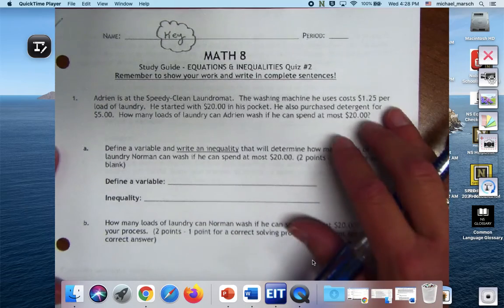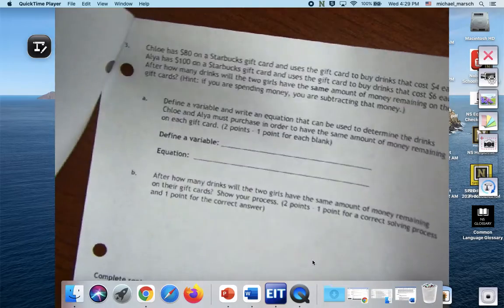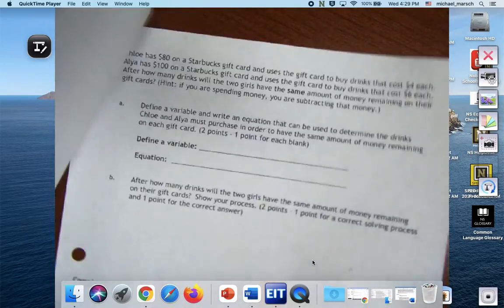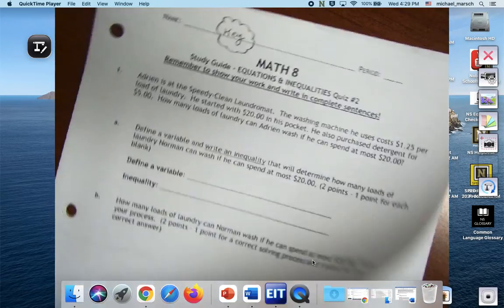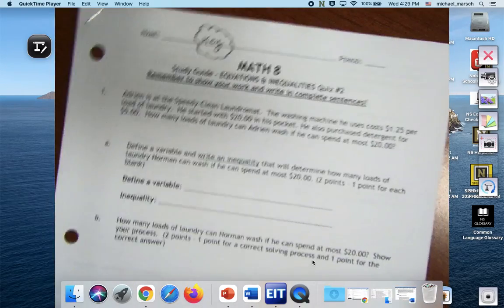Okay, so this is your study guide for the quiz on Monday. Oh my gosh, it did not print. It didn't print the second question. Okay, so I'll be changing to another paper here in a minute for the second question.